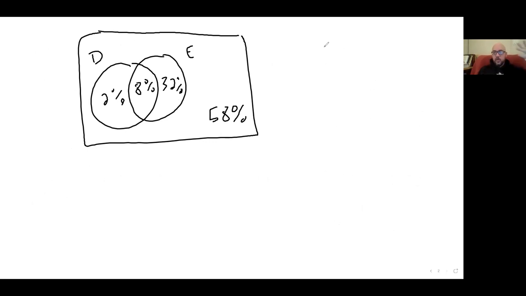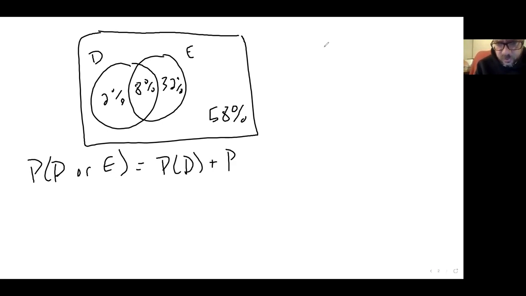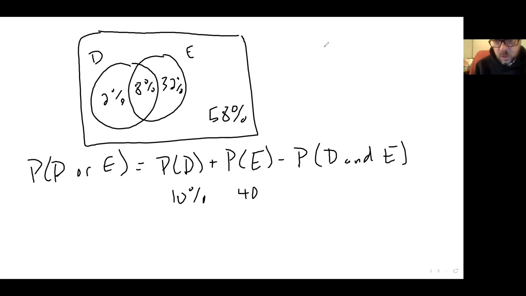Now that said, if you want to use the formula, probability of D or E is probability of D plus probability of E minus probability of both D and E, right? So D was 10%, E was 40%, and both was 8%. Plus, minus, and then that equals 42%, which is exactly what we see here.